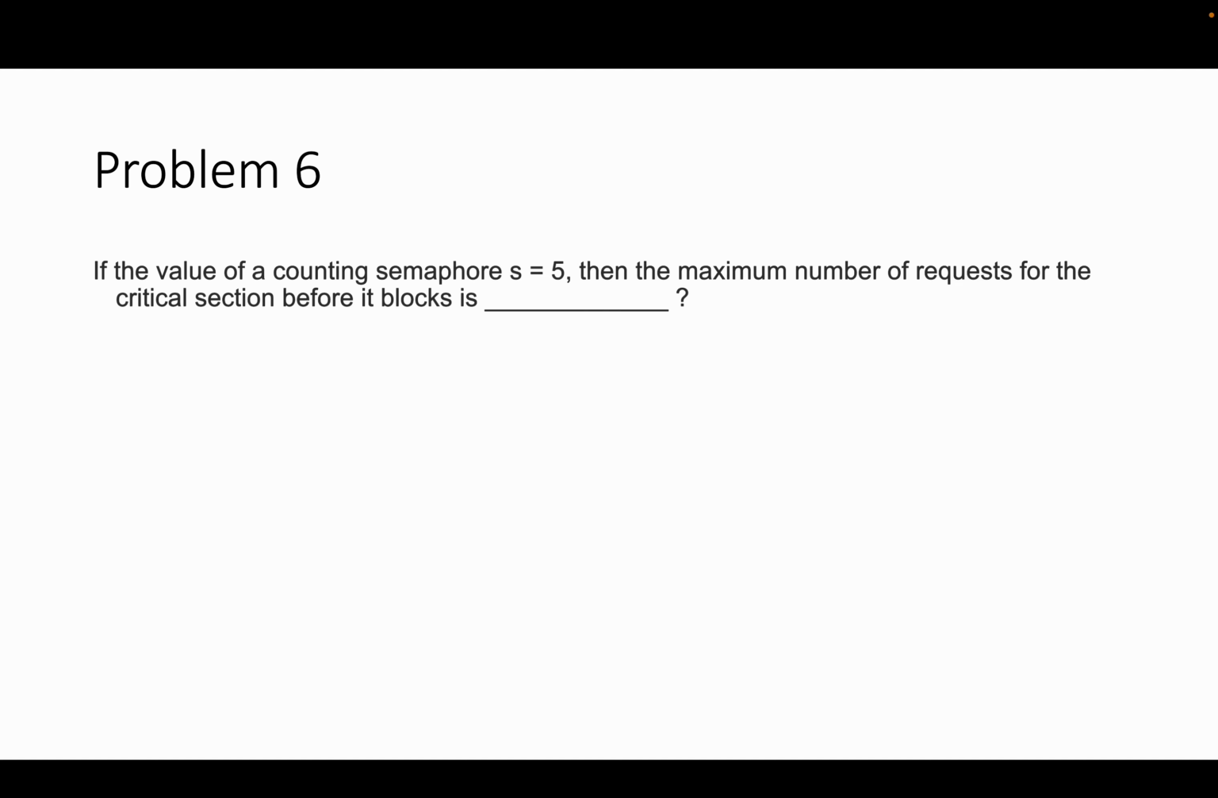Okay, next problem is: if the value of a counting semaphore S is equal to 5, then the maximum number of requests for the critical section before it blocks is.